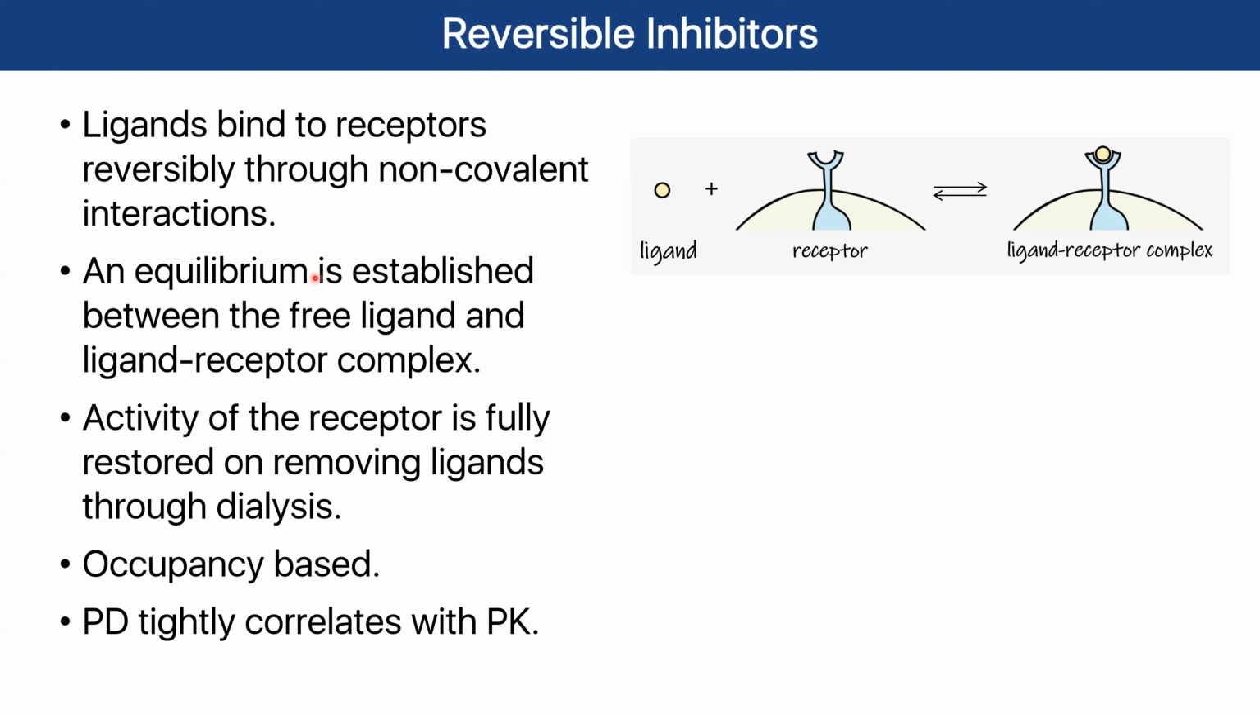So the thing here is an equilibrium is established between the free ligand and the ligand receptor complex. Okay, so remember here, this is the equilibrium, so it can go both ways. If you have a lot of ligand, it will push the equilibrium to the right. If you have less ligand, your ligand receptor complex is going to dissociate and shift the equilibrium to the left. So it's always the equilibrium. So that's very important to remember. And so essentially, if you do dialysis, right, you can remove the small molecules, then you can restore the activity of the receptor completely.